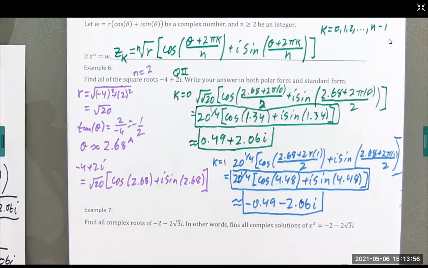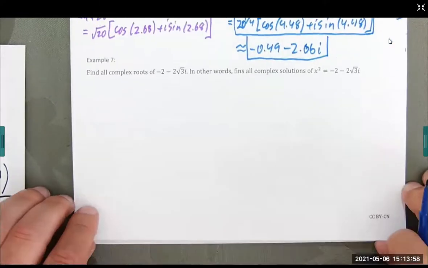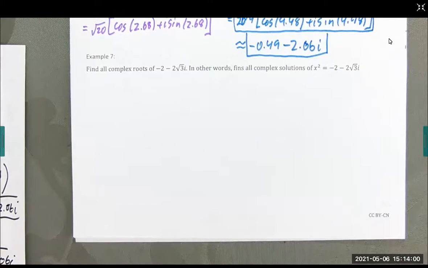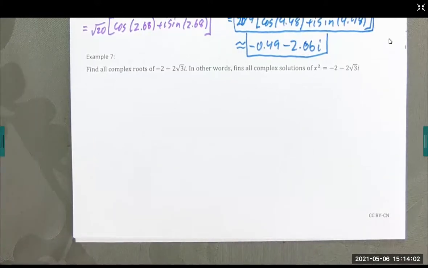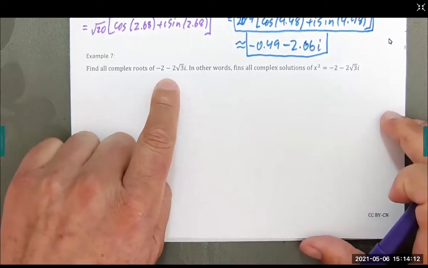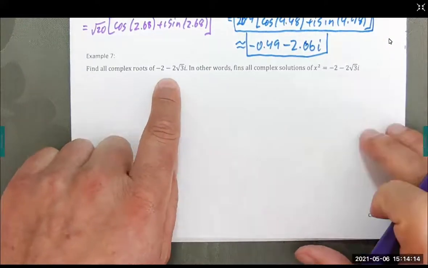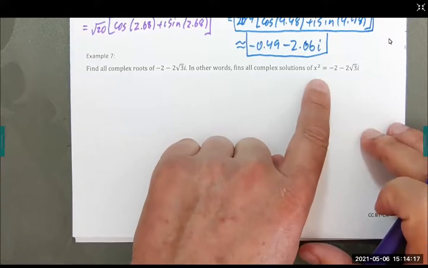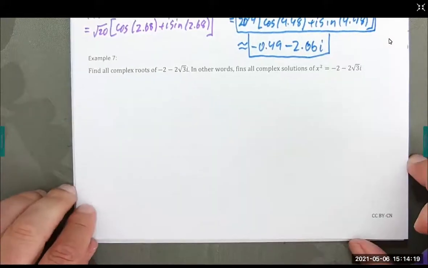All right, we're going to do another square root, but this one I'm going to use the degree formula for us. All right, so here's our complex number that we want to take the two square roots of. And it actually is the solution to an equation like this. So how do we solve that?